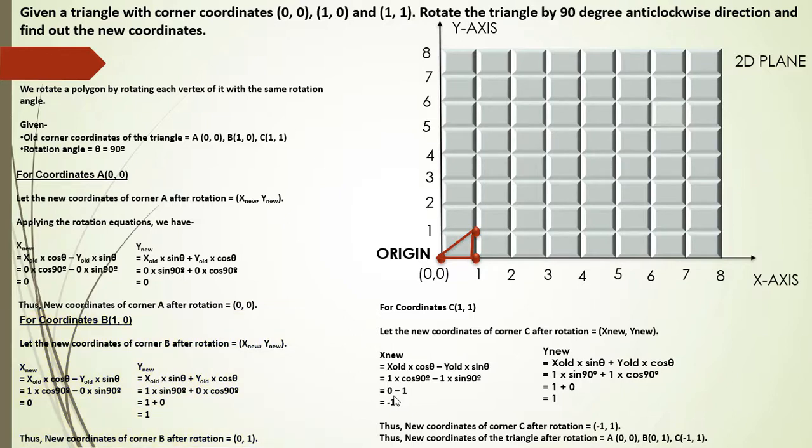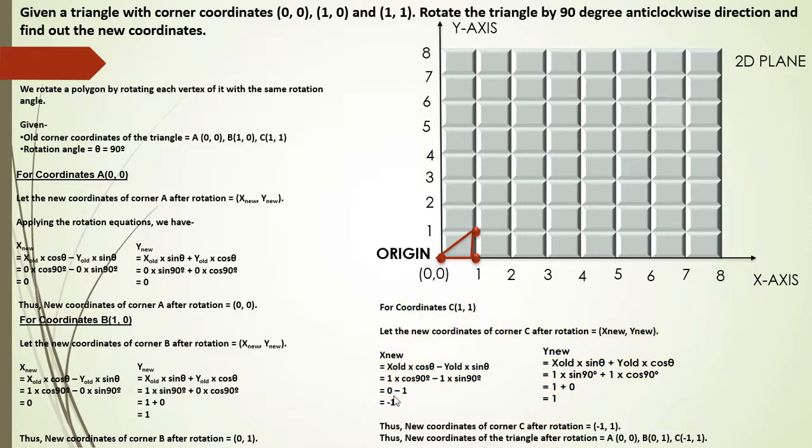Now the last coordinate is C. The old values of C are 1, 1. Let the new coordinates of corner C after rotation be x new, y new. We will get x new by x old into cos theta minus y old into sin theta. By placing all the values, we get x new equal to minus 1. For calculating y new, we will use x old into sin theta plus y old into cos theta. We place all the values, and after that we get 1 as the y new value of corner C. So the new coordinates of corner C after rotation are minus 1, 1.